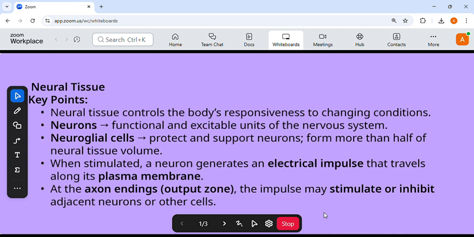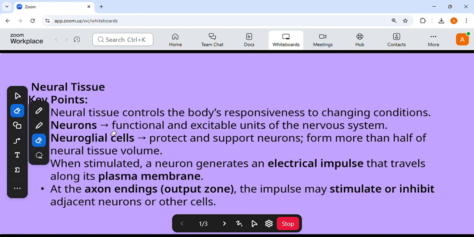So neural tissue. What are the key points that we need to remember? Neural tissue has two parts. First one is neuron and second is neuroglia cell. Neural tissue controls the body's responsiveness towards changing conditions. Basically, we react to the external environmental factors with the help of neural tissue. It is divided into two, neuron and neuroglia cell.